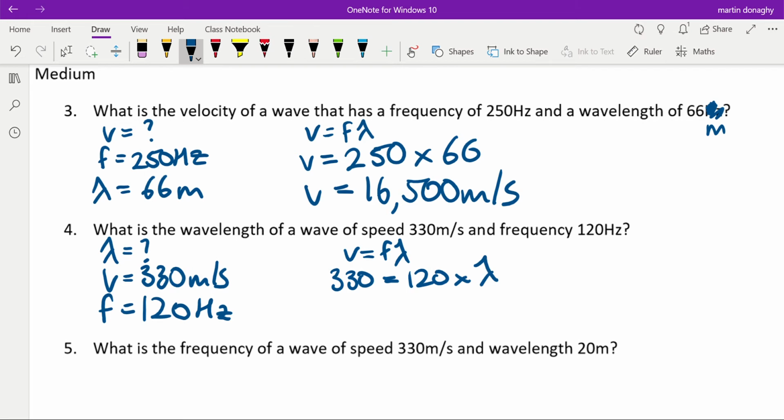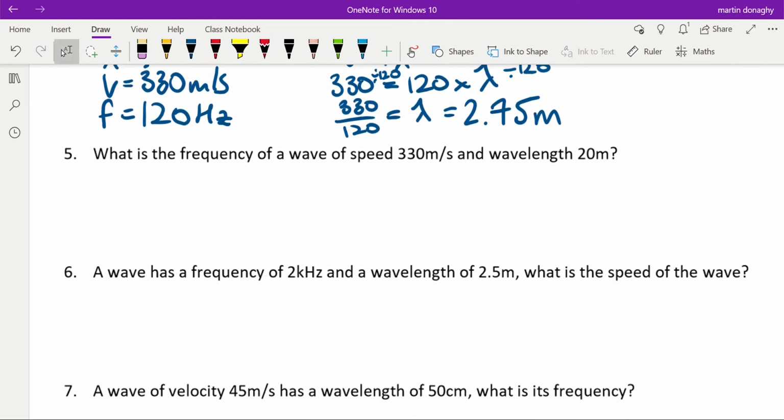We now know 120 lambdas are 330, but to find out what 1 lambda is, we need to divide both sides by the 120, so 330 divided by 120 equals 2.75, and it's a wavelength, so it's a length in meters.